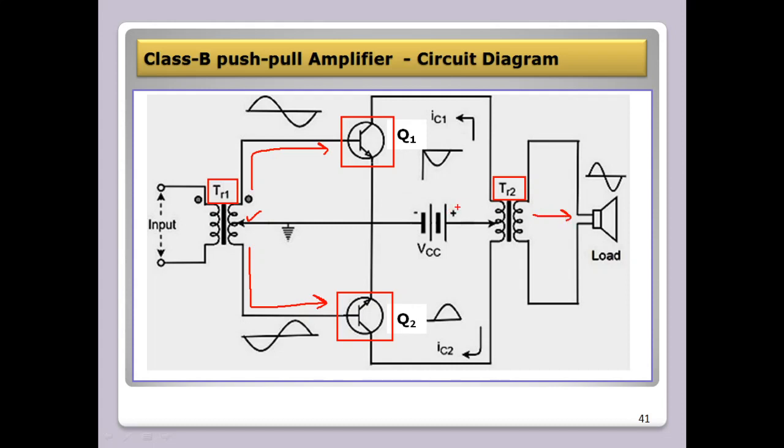VCC is connected between the two center taps of transformer 1 and transformer 2. The emitters of transistor 1 and transistor 2 are connected to the center tap of transformer 1, and VCC negative is connected to the transformer 1 center tap, while positive is connected to the transformer 2 center tap. Here is the circuit arrangement.